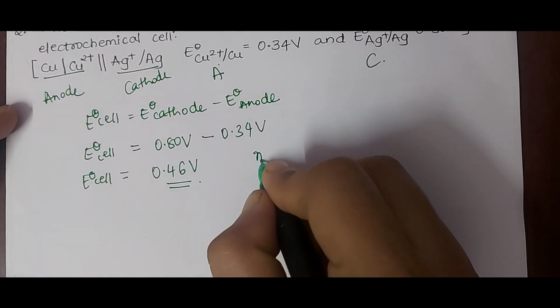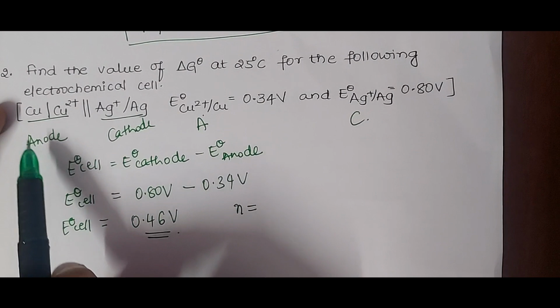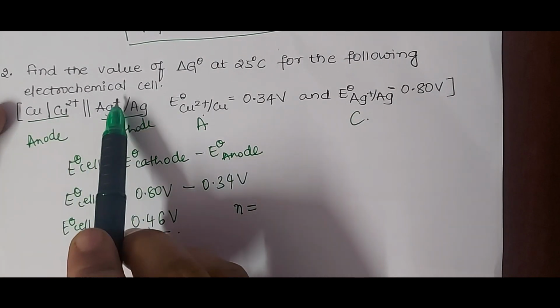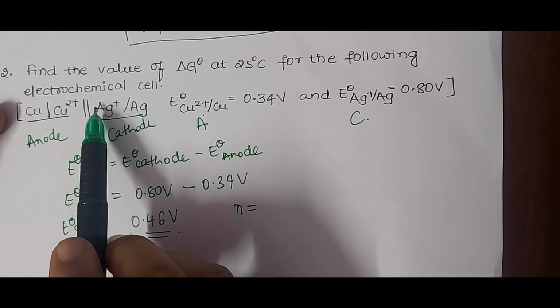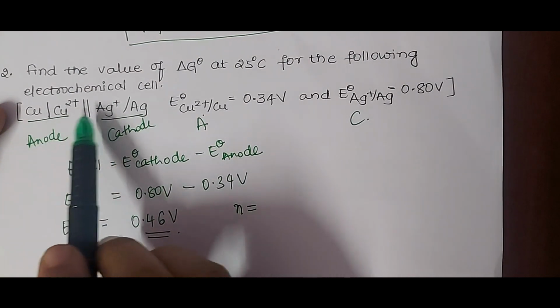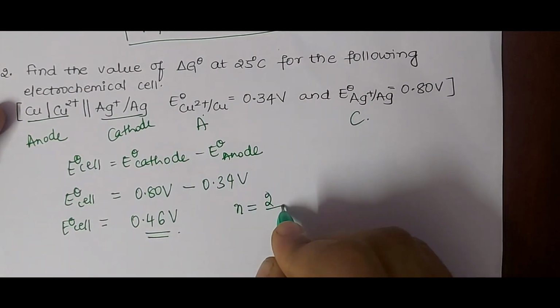Now the n value: copper loses 2 electrons, silver gains 1 electron. So you can equalize it in a balanced equation by multiplying with 2, so it should always be equal. So n value becomes equal to 2.